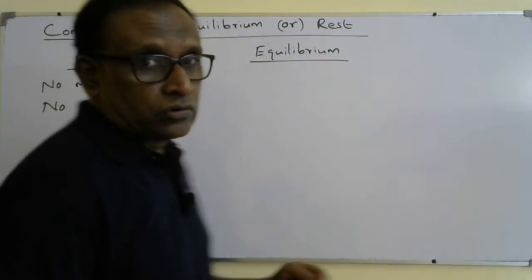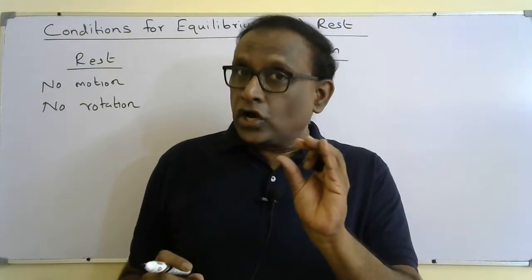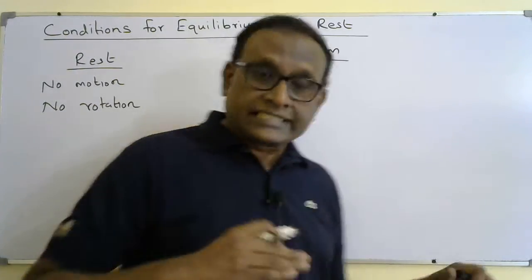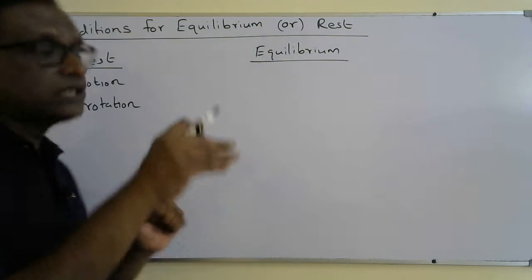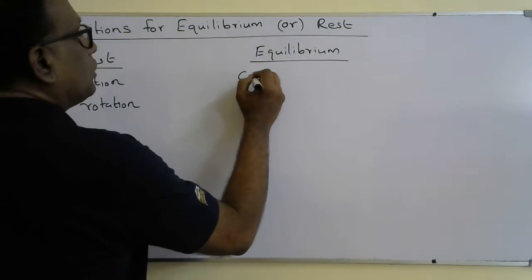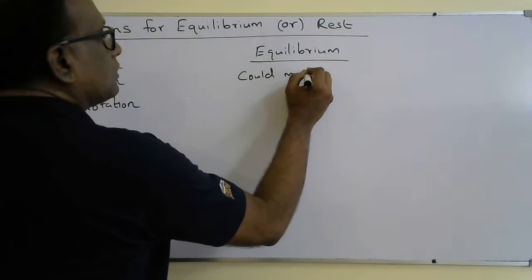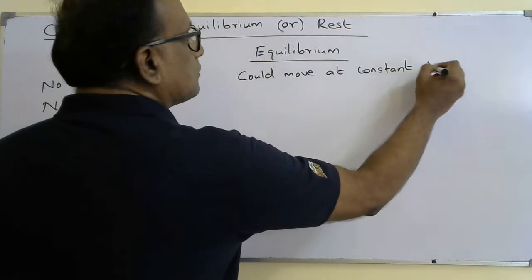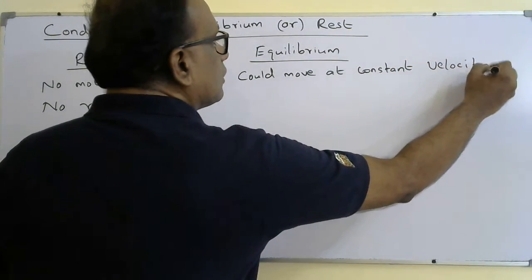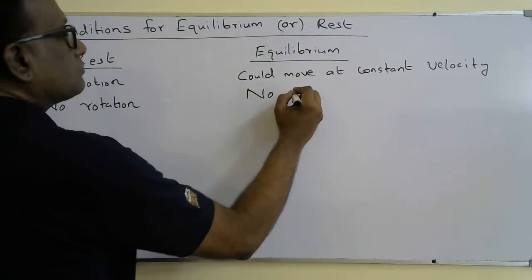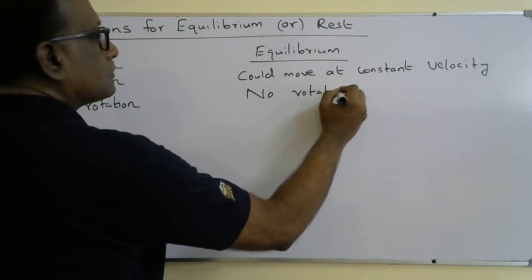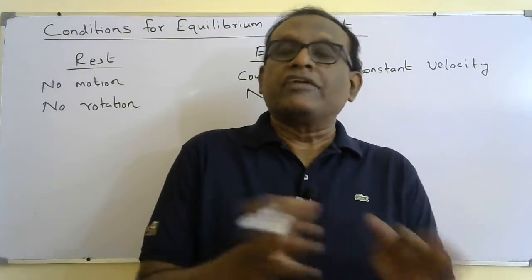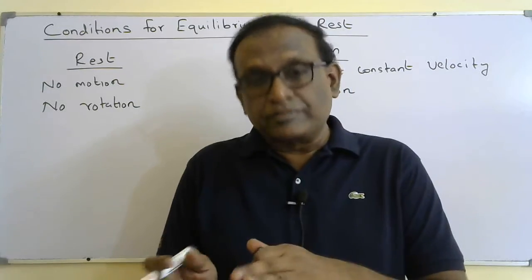When an object is at equilibrium, the object can move. The object could move at constant velocity. Careful, I am not saying constant speed. Constant velocity means it could move in a straight line at constant speed. So they could move at constant velocity but no rotation. So constant velocity means no acceleration. No acceleration means, according to F equals ma, a is 0, so F must be 0.